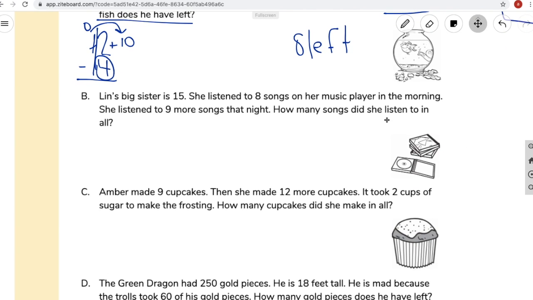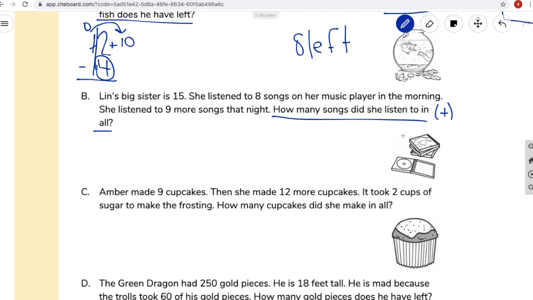Remember, pay attention to what we don't need. Lynn's big sister is 15. She listened to 8 songs on her music player in the morning. She listened to 9 more songs that night. How many songs did she listen to in all? All right. Now, remember, underline your question. How many songs did she listen to in all? And we know that in all means that we are going to be adding. All right? So sometimes the words tell us what we're going to be doing. In all means to add.